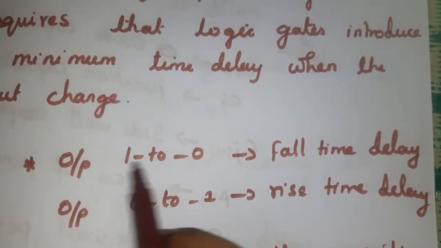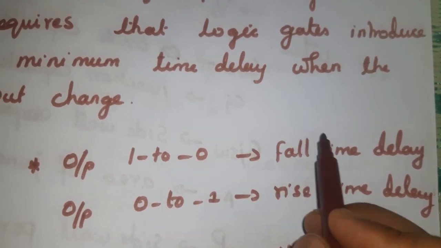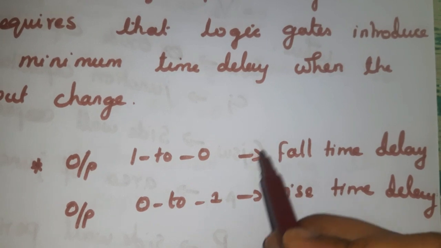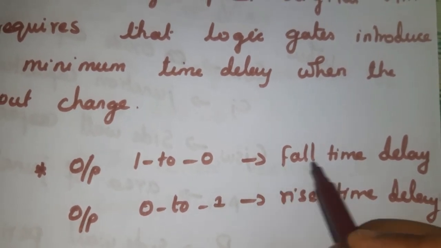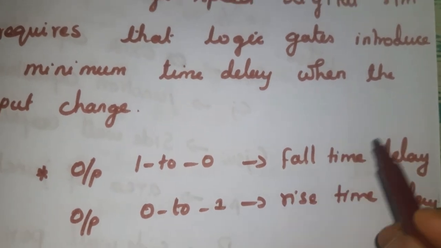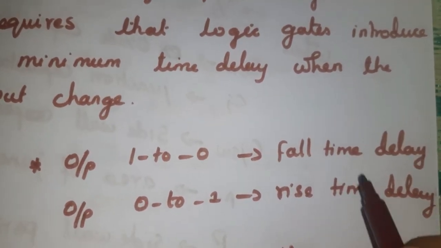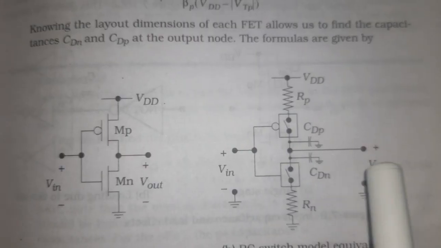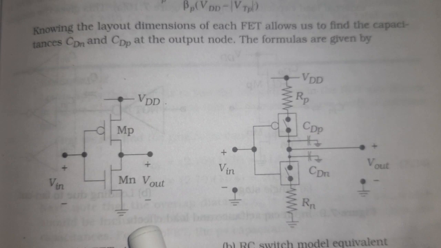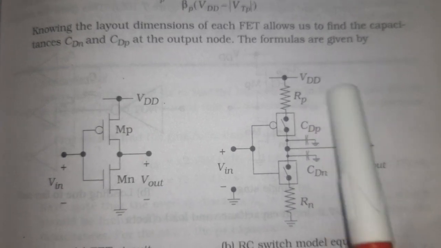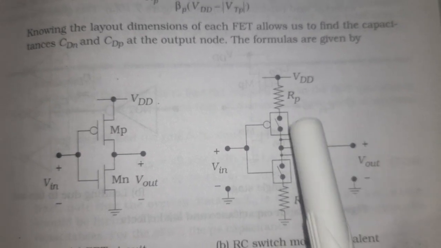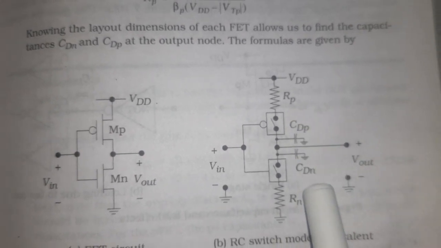This fall time delay is associated with the NFET, because for 1 to 0, the 0 means we use NFET and the 1 means we use PFET. So the fall time delay is associated with the NFET and the rise time delay is associated with the PFET. This is the RC switch model, the equivalent model of this inverter using PFET and NFET. Our aim is to find this resistance and capacitance, because the fall delay and rise delay are due to this resistance and capacitance.